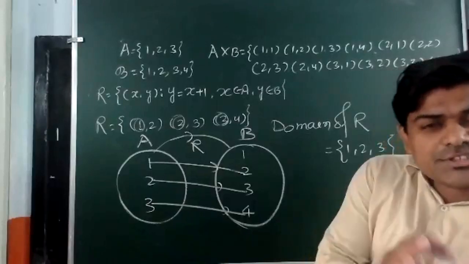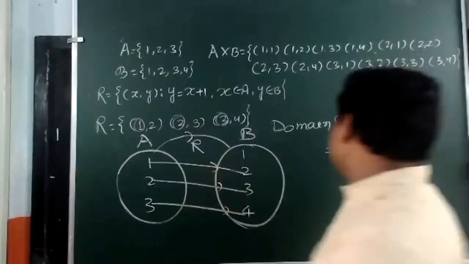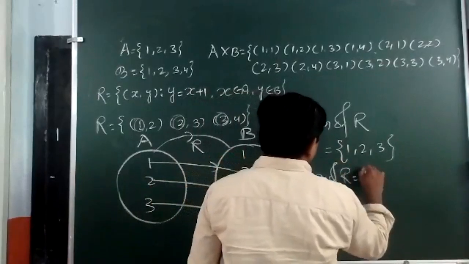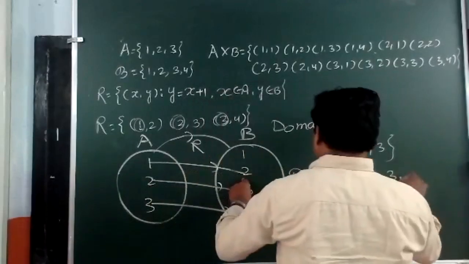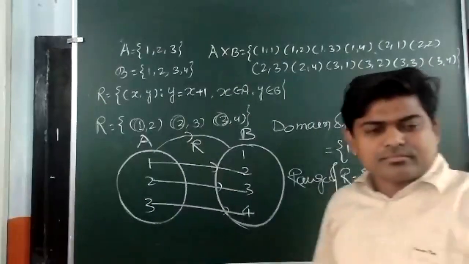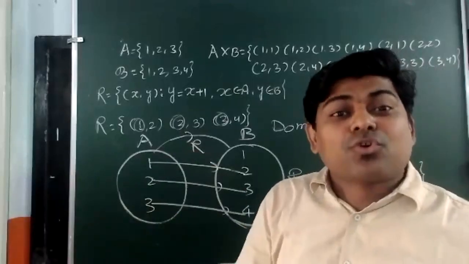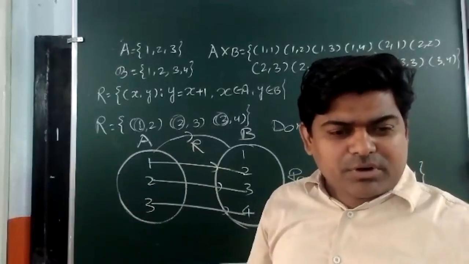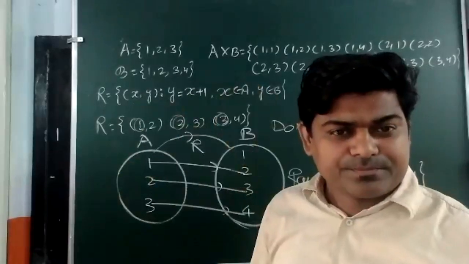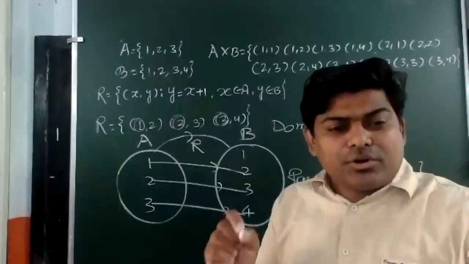Range is the set of the second element. So if I want to write a range of R, that can be written as 2, 3, 4. And one more thing I want to tell you, but this word we will be using usually in function, codomain also. If a relation, a function is defined from A to B, then B will be called the codomain. Okay, here in your question, we have to discuss about the domain and range.